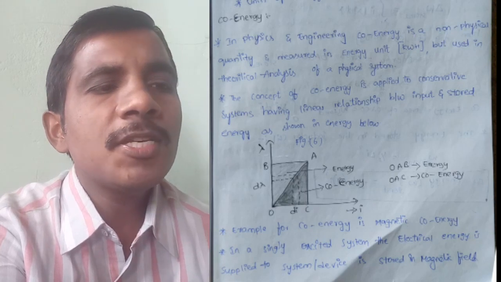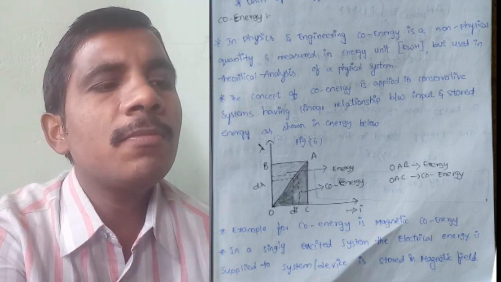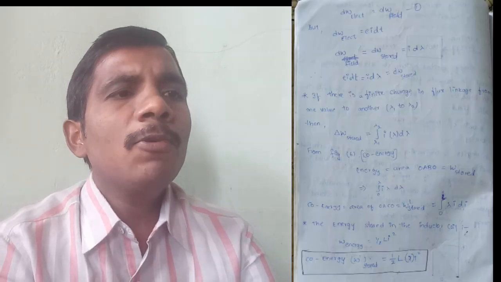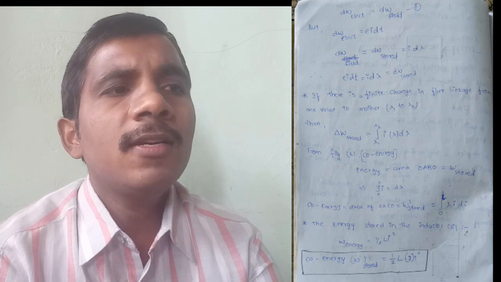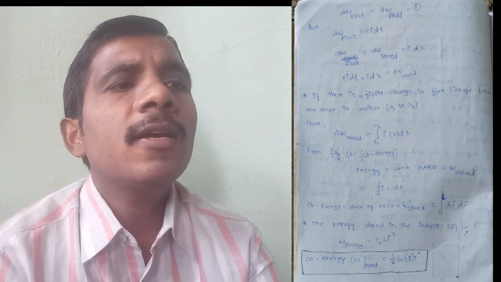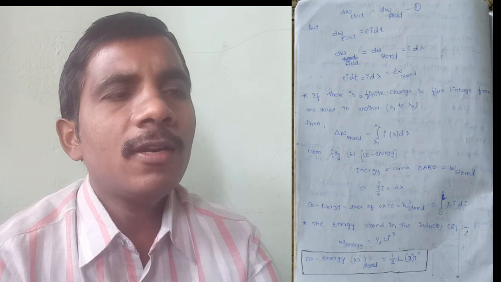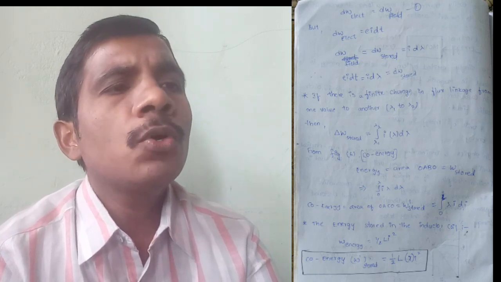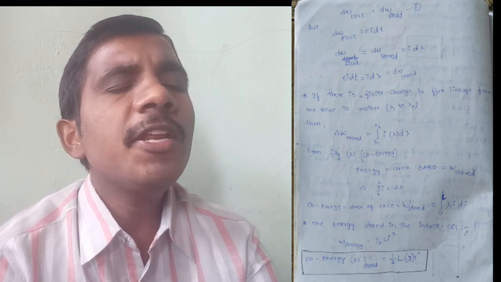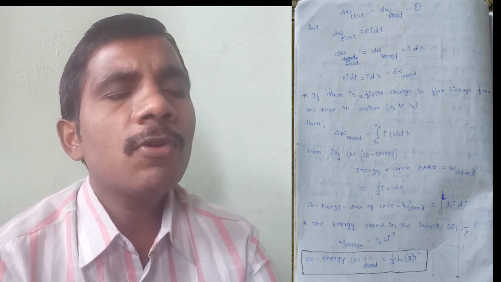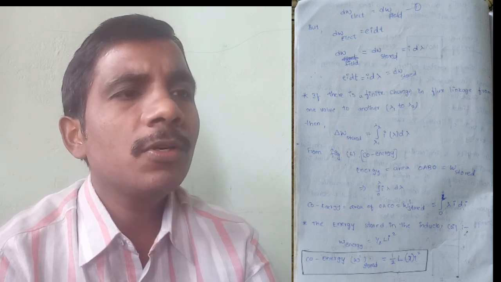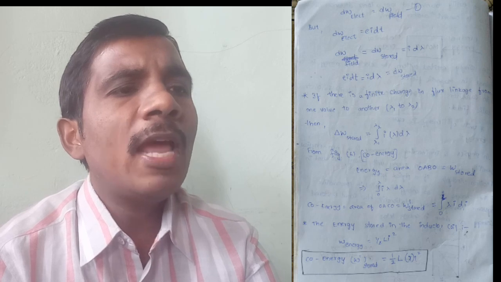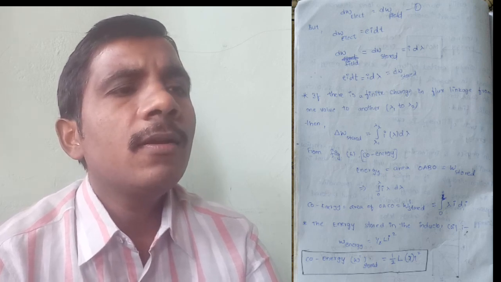In a singly excited system, the electrical energy is supplied to the device and is stored in magnetic field. dW electrical equal to dW field, that is equation 1. dW electrical equal to EI dt, that we discussed already previously. dW field equal to dW stored equal to I d lambda, so we obtain EI dt equal to I d lambda, that equals dW stored, the incremental energy stored.